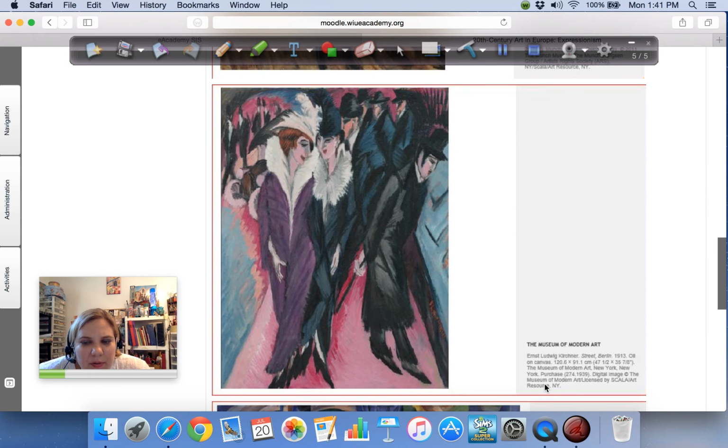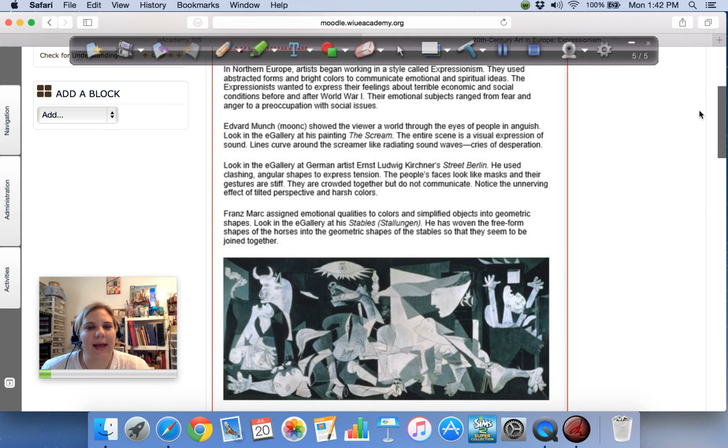We have this Street, Berlin, and this was 1913, a year before World War I started. You have these really good looking people, but this isn't a realistic composition. Their feet are slanted at an odd angle. It kind of throws you off. And the colors, you have those cool pinks and reds. It says here their faces look like masks and their gestures are stiff. This is not a natural type of layout.